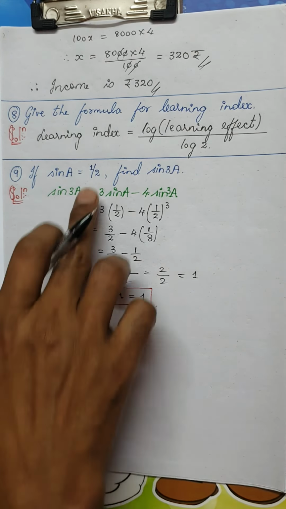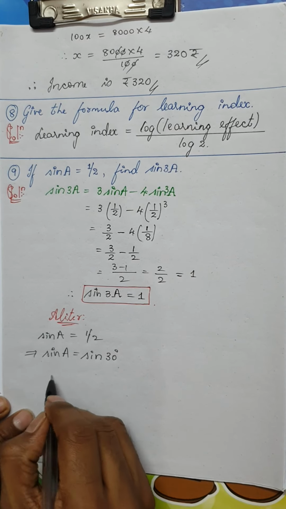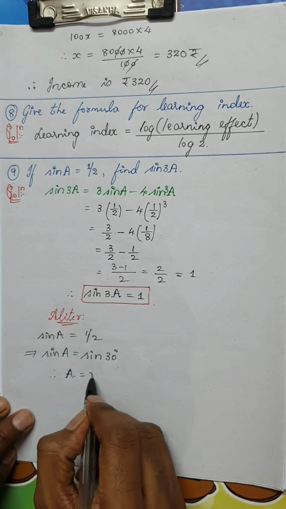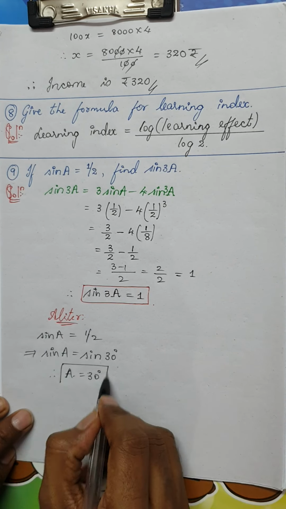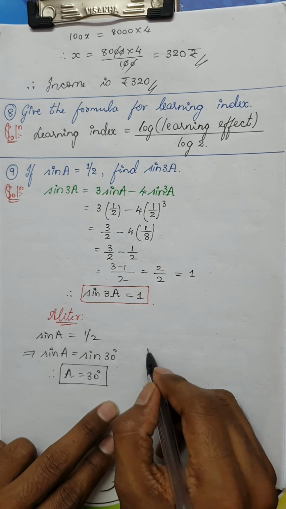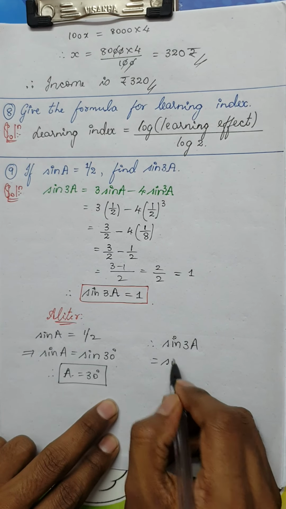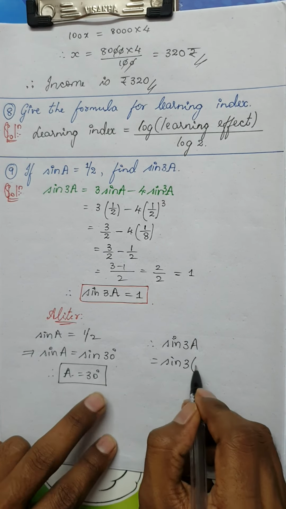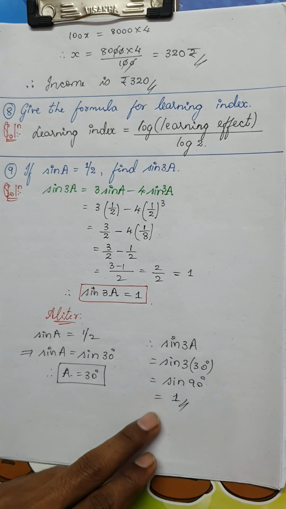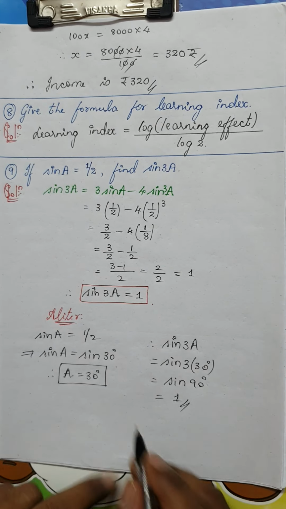So sine A is equal to 1 by 2 implies sine A is nothing but, sine what value is 1 by 2? We know sine 30 degrees is 1 by 2. Therefore, you get A is equal to 30 degrees. So once you get 30 degrees, sine 3A is nothing but sine 3 times what is A? 30. So you get sine 3 times 30 is sine 90. That is nothing but 1. See how easily you get it? I think this is easier than the other method.